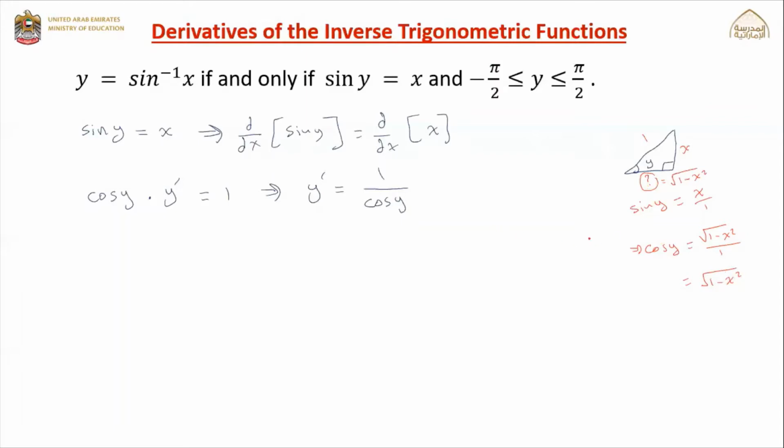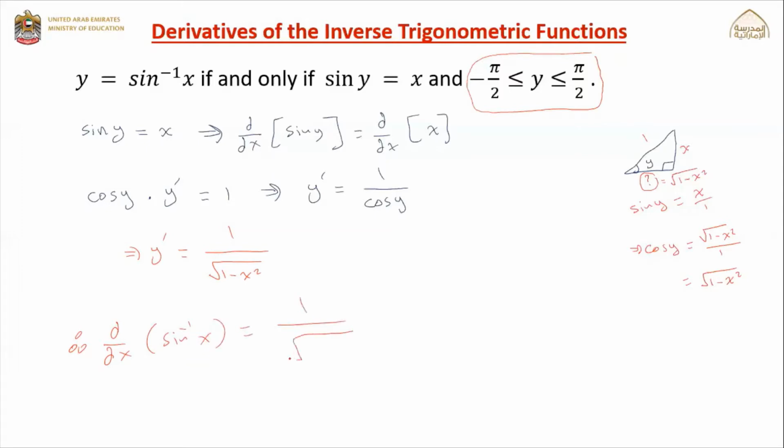Also, don't forget, cosine here is positive all the time, because when you talk about the interval from minus pi over 2 to pi over 2, we talk about the first quadrant and the fourth quadrant, which is the cosine on it is positive all the time. So here now y prime equal 1 over cosine y, which is radical 1 minus x squared. So d by dx for the function sine inverse x equal 1 over radical 1 minus x squared.